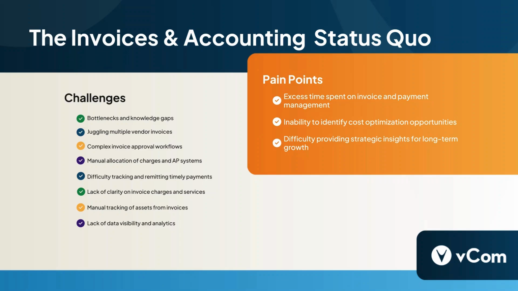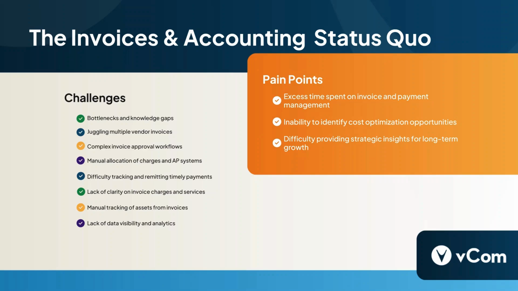Manual allocation of charges and AP systems, even for some of the most advanced or enterprise customers that vCom has worked with, we still see a lot of manual work being done for AP. Difficulty tracking and remitting timely payments. Similar to IT, if you don't have sight on all your assets, for finance, if you don't have sight for all your invoices, then you definitely are at risk for not getting payments made on time, which can lead to crazy finance charges or even worse, services being taken down.